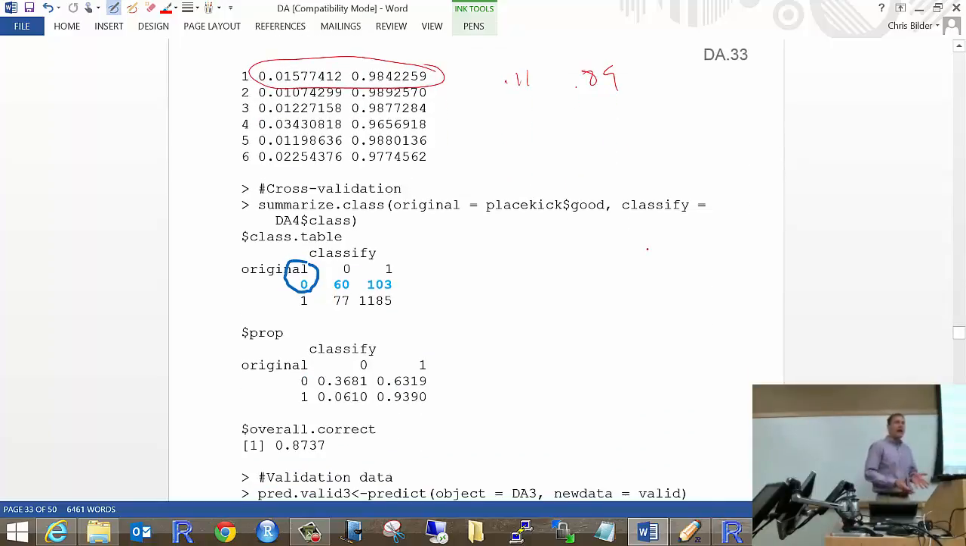So, now that I have these results, let's summarize the cross-validation results using my summarize.class function. Please note that there is a small error. The 60 and 103 are correct. Just for some reason, my label there, on the bottom of page 32, I had a 1 there instead of a 0. I must have just accidentally typed it. So, for example, 60 observations that were truly failures were classified as failures. 1,185 observations that were truly successes were classified as successes.